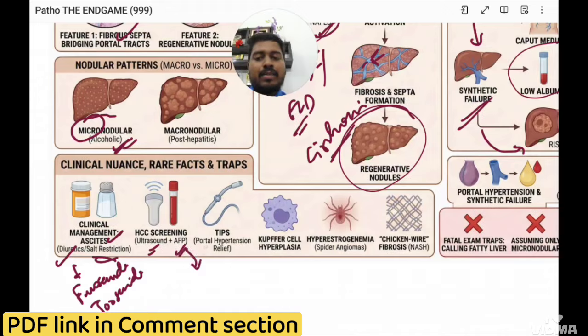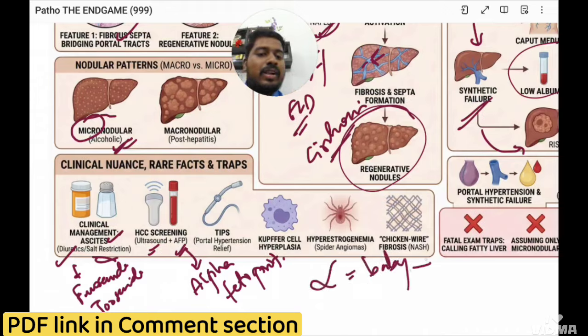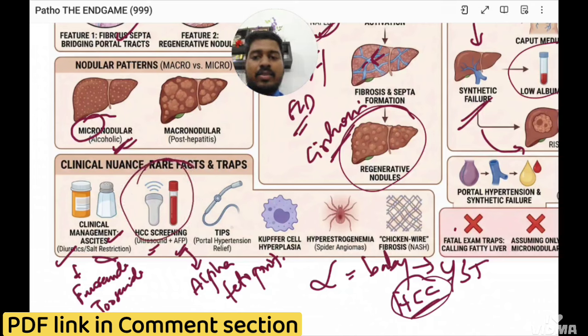The AFP is nothing but alpha fetoprotein. Remember alpha fetoprotein, where did you study? Yes, in part 1 you studied alpha fetoprotein. You studied under tumor markers. In that you had two categories for alpha fetoprotein. Alpha, remember, alpha is equal to baby. So one was for yolk sac tumor, and the other was for hepatocellular carcinoma. So that we are going to screen once there is cirrhosis.